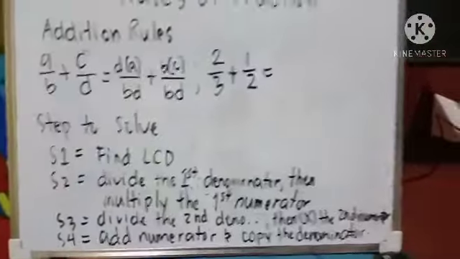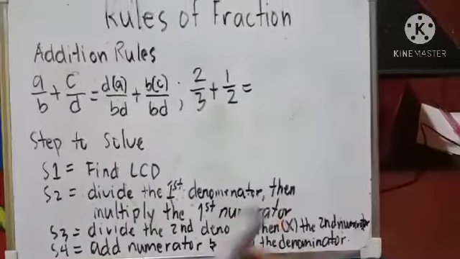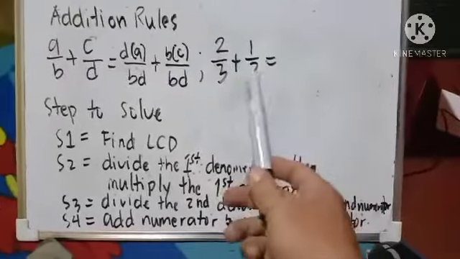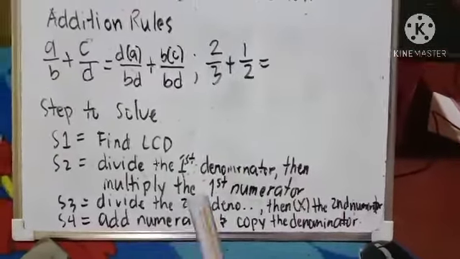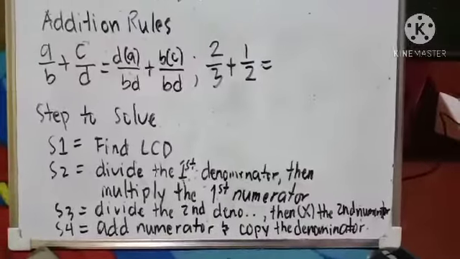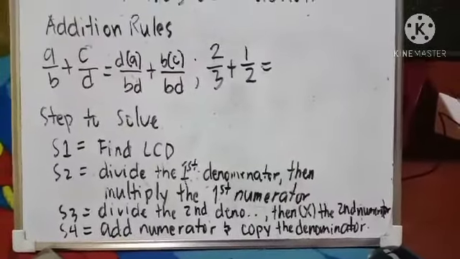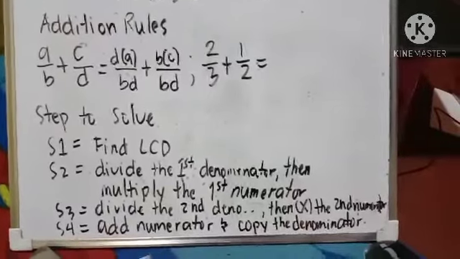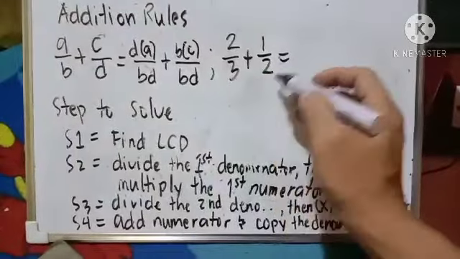So as you can see, they are unlike denominator. So 3 and 2, they are not the same. So unlike sila. So what we are going to do is follow the steps. The first step here is find the LCD. When you say LCD, children, that is the least common denominator. So pag find ang LCD niyan, i-multiply lang natin si 3 at saka si 2.